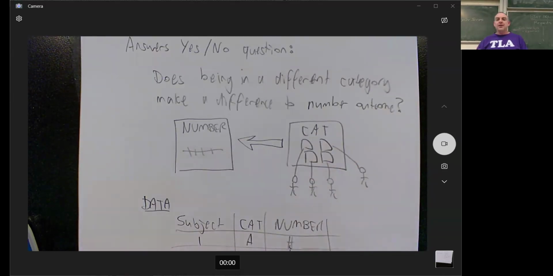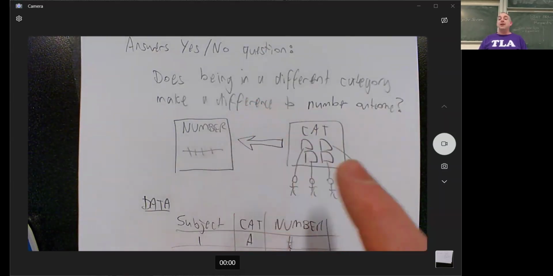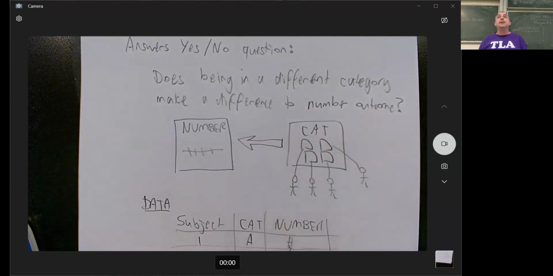And your question is, if being in a different category didn't make a difference to the number outcome, then that would mean that all those means should be the same. Because if it did make a difference, the means would be different.